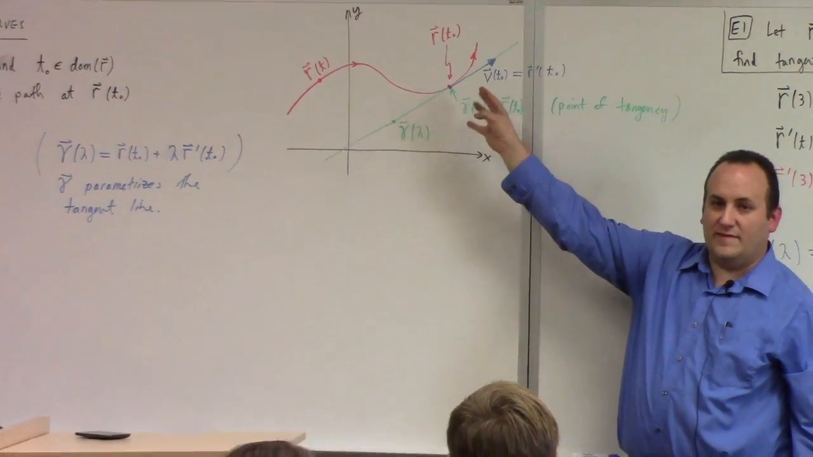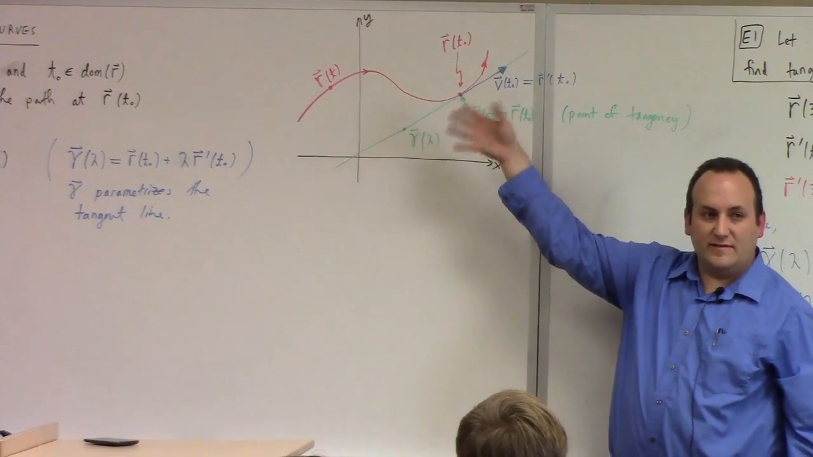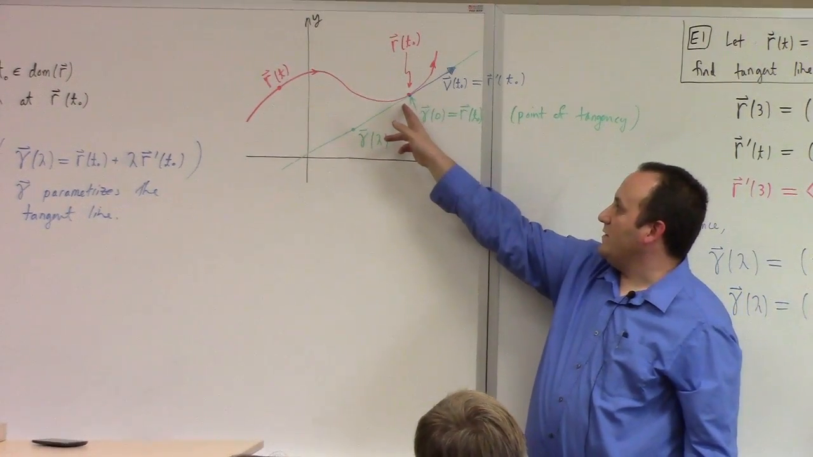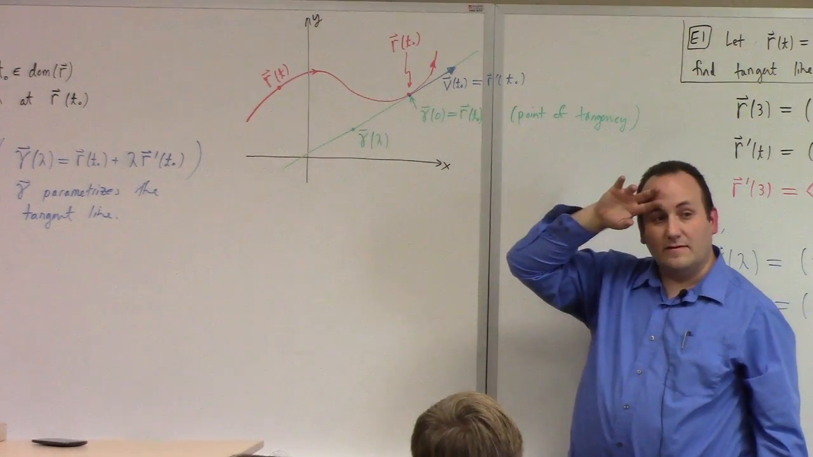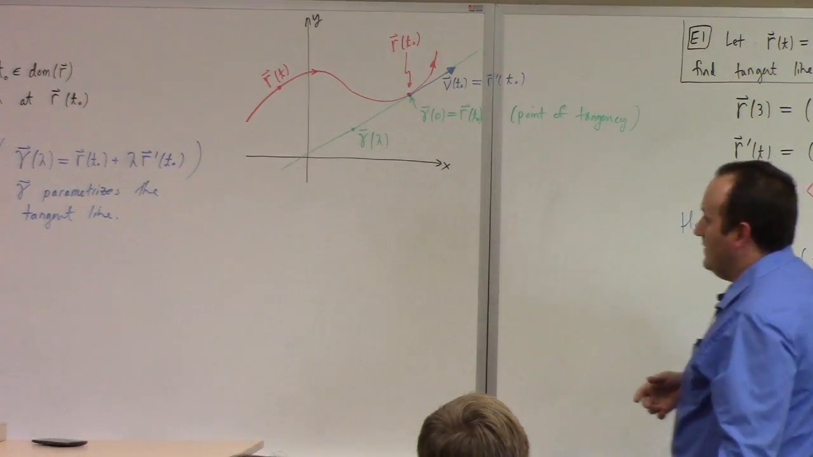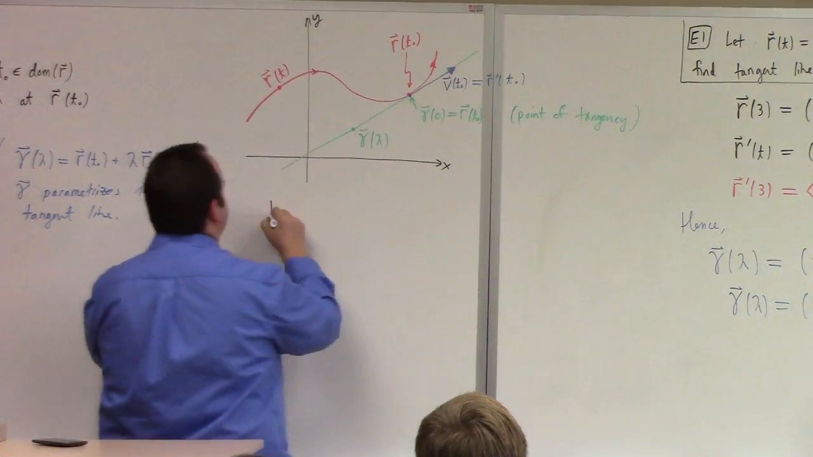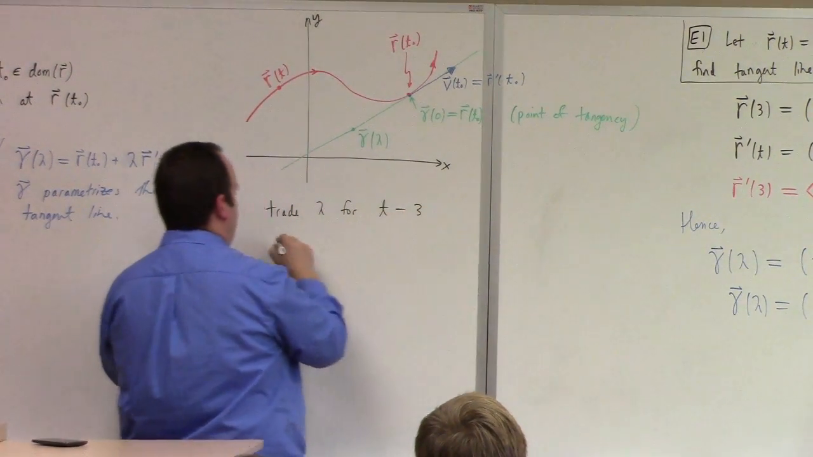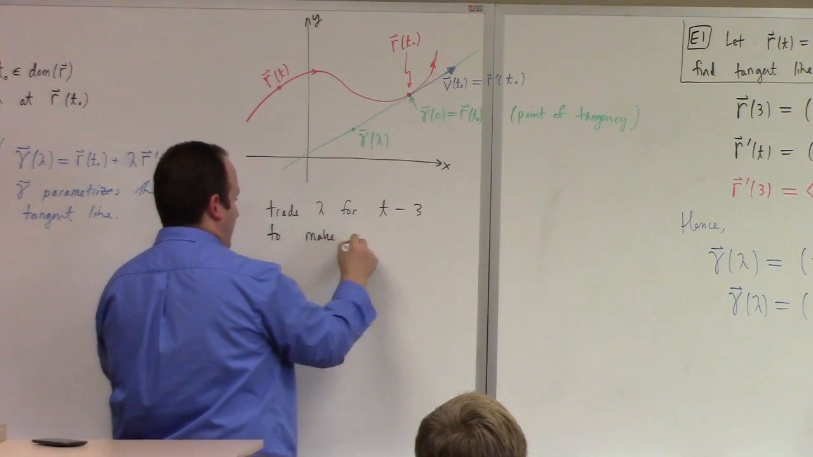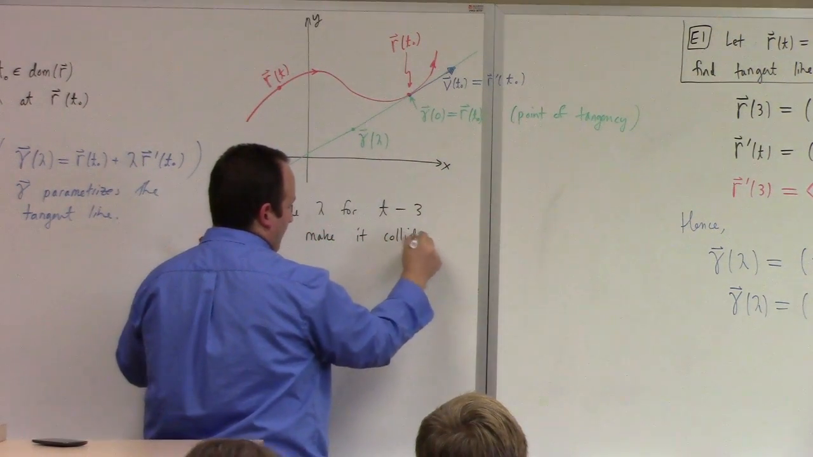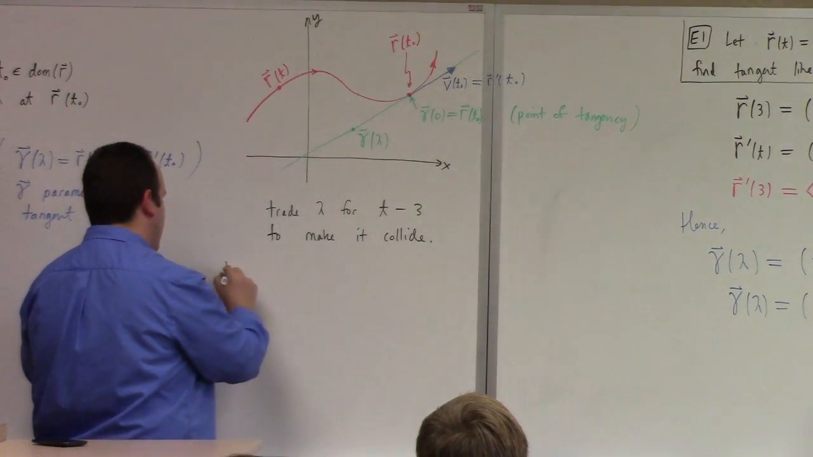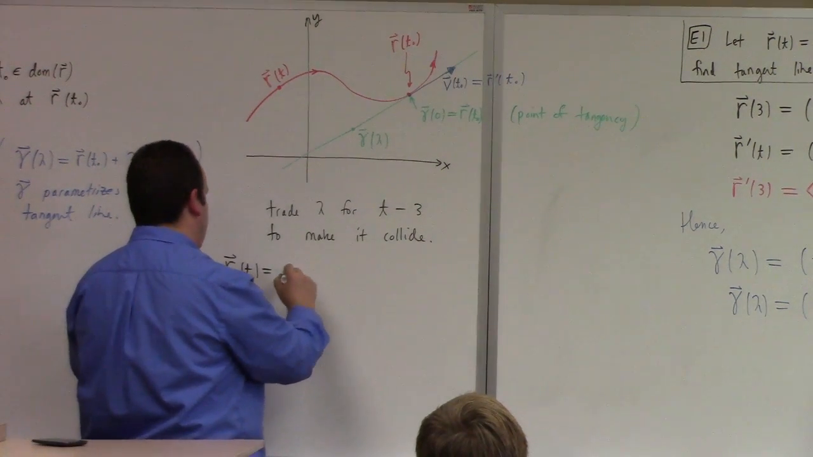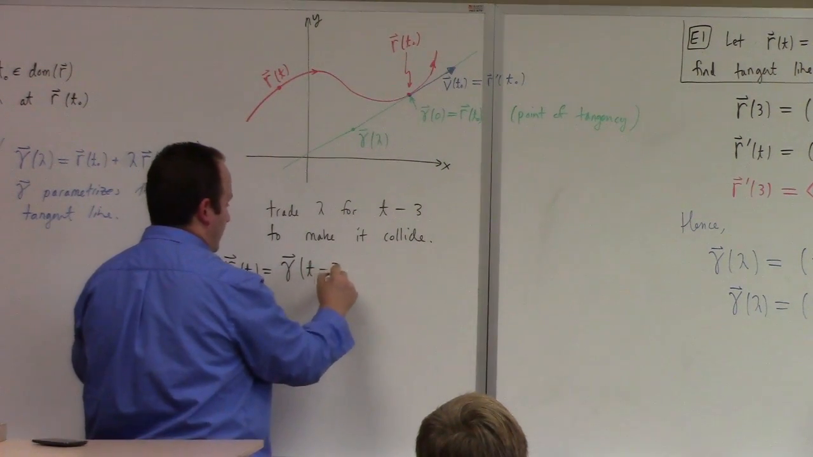How would you find the parameterization for the colliding tangent line? You want to make the parameter for the tangent line also be 3 at the point of tangency. There's a simple prescription. All you do is trade lambda for t minus 3 to make it collide. In other words, if I do R2 of t equal to basically gamma of t minus 3, that'll do it.